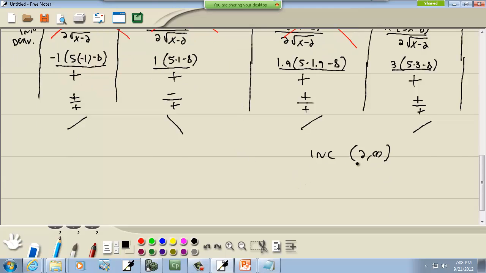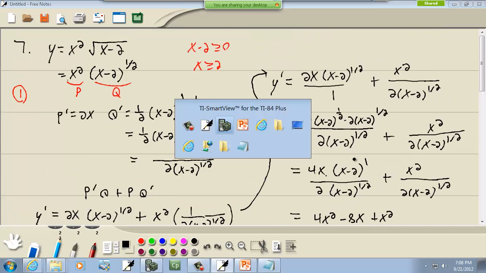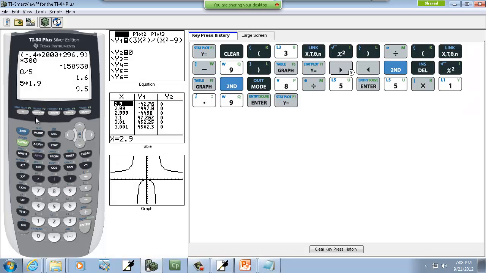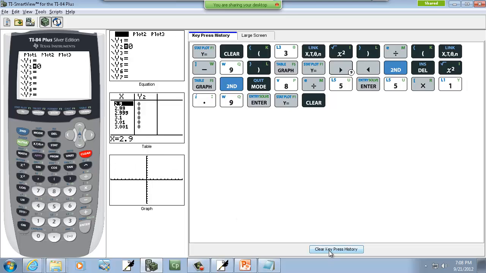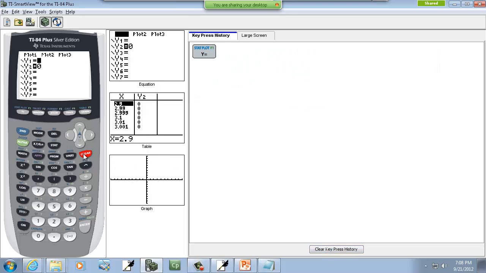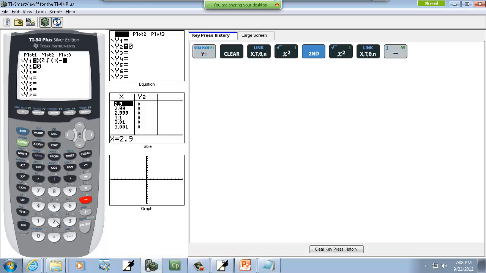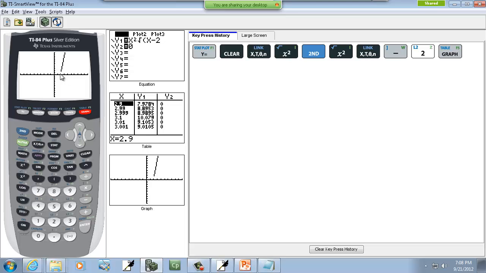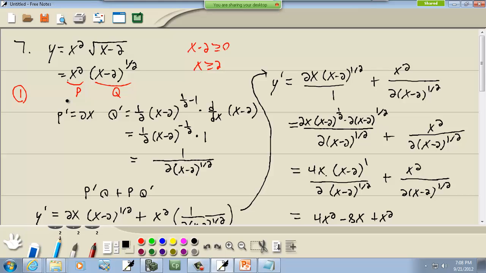And if I look at my graph on this just to verify that, because sometimes radicals are nasty. Come here, we'll press y equals, press clear. We got x squared, and then square root of x minus 2. And then graph. This graph isn't correct, but that's okay. We'll talk more about that later. But it is increasing, as you can see. It actually should come down and touch the x-axis. Let's save that.